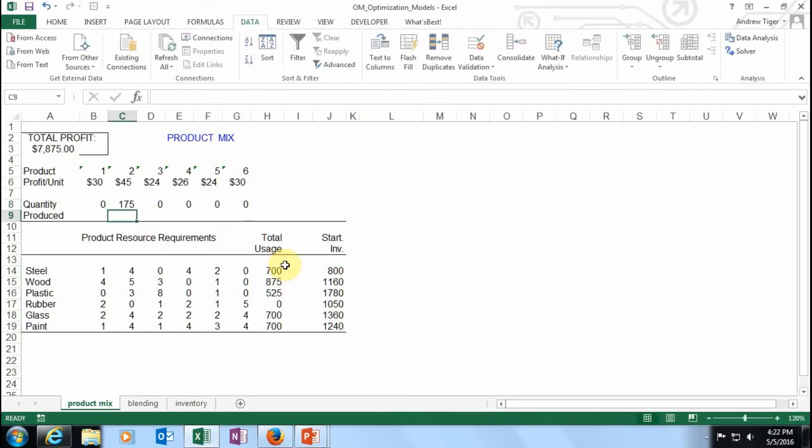175. Looks like I can go a little bit more. Maybe another, maybe 275. No.